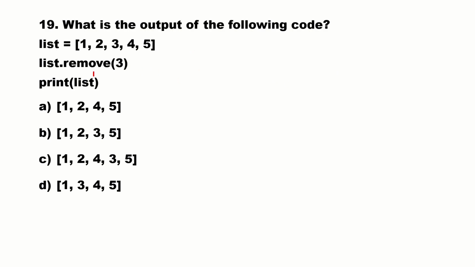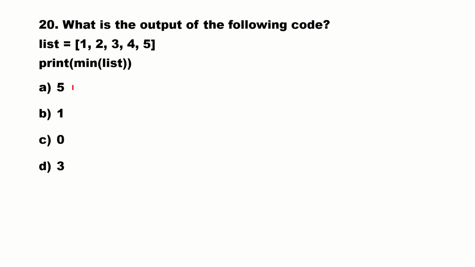What is the output of the following code? Here they are asking about remove. What is the use of this remove method? It removes the first occurrence of the given item from the list. First occurrence. So which one are you asked to remove? 3. So 3 will be removed. So which was the correct option? 1, 2, 4, 5.